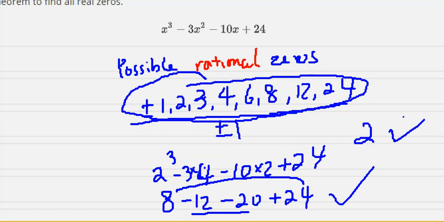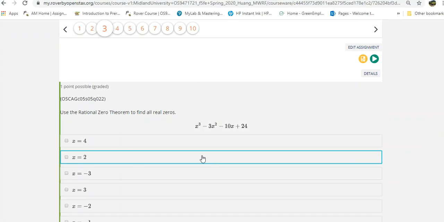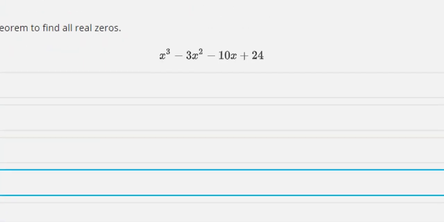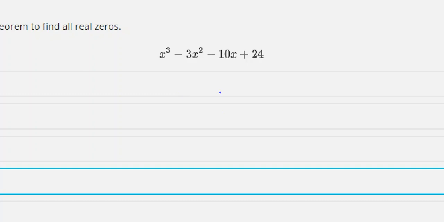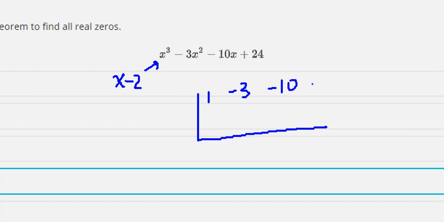2 works. Now, you could certainly continue to try them all, and you should be able to find all zeros. But here's my approach, and this should be a better approach. Now you do know 2 is a rational zero, right? So in other words, x minus 2 is a factor of that. So I would like to do a quick synthetic division. So k is 2. If you need a little review on synthetic division, watch my previous video.